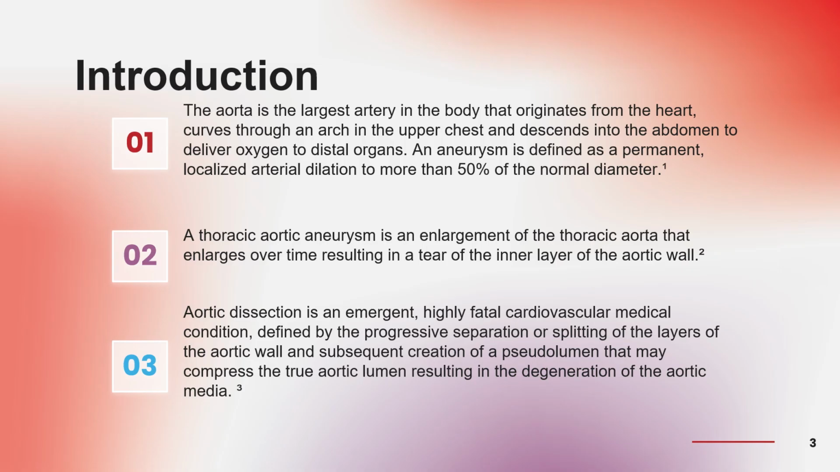The aorta is the largest artery in the body that originates from the heart, curves through an arch in the upper chest, and descends into the abdomen to deliver oxygen to distal organs. An aneurysm is defined as a permanent localized arterial dilation to more than 50% of the normal diameter. A thoracic aortic aneurysm is an enlargement of the thoracic aorta that enlarges over time, resulting in a tear of the inner layer of the aortic wall.